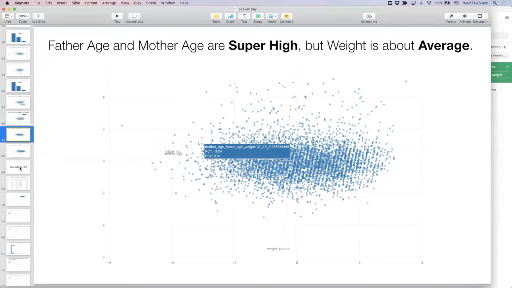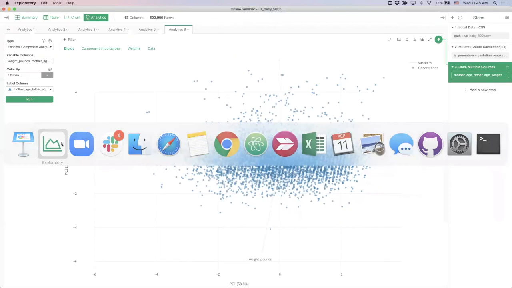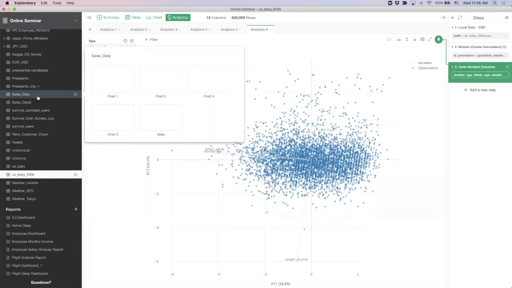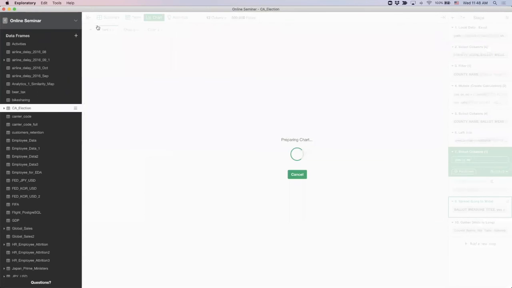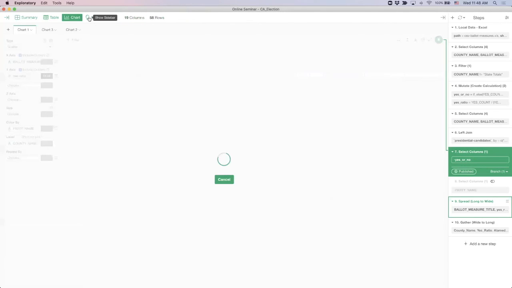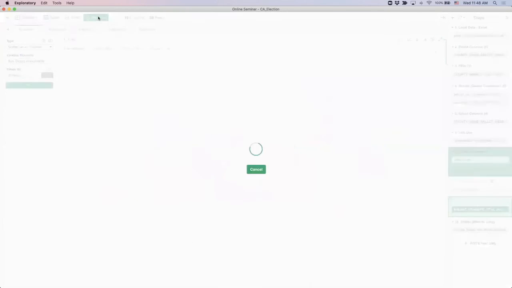And now let's get back to the California election data. We look at it a little bit quickly. In the California election, we had 17 ballot measures, and that's too many to understand what the characteristics of each are, not the states, the counties. So what we can do is reduce the dimensions.